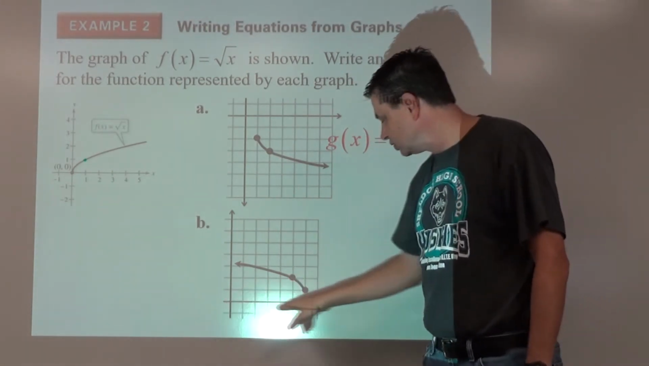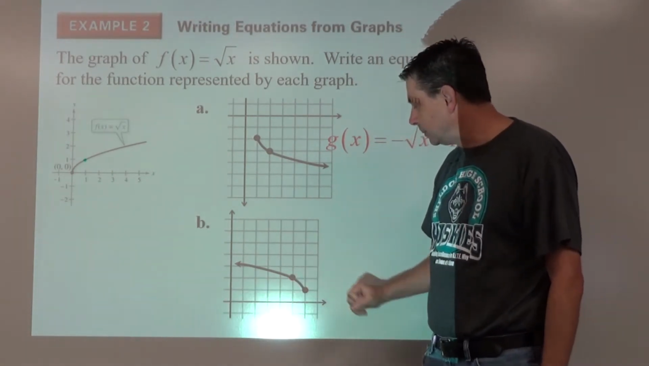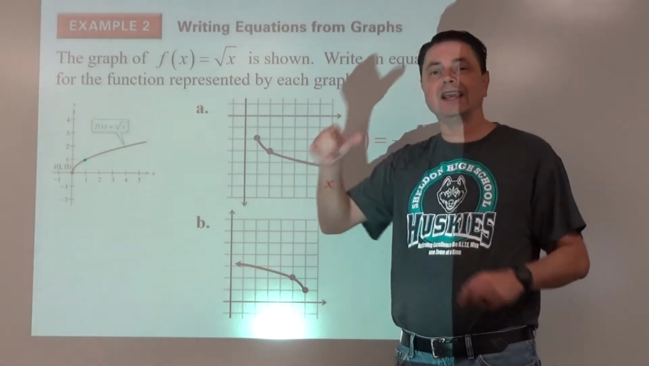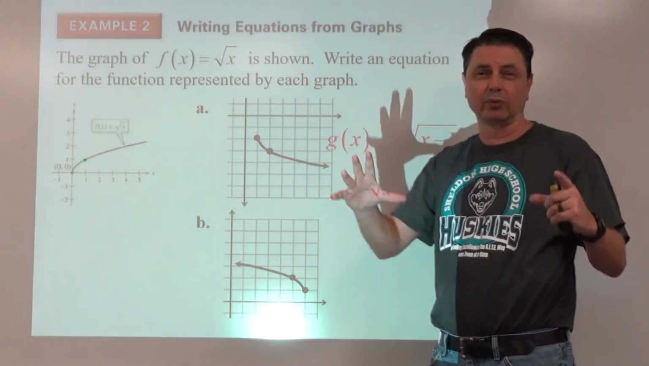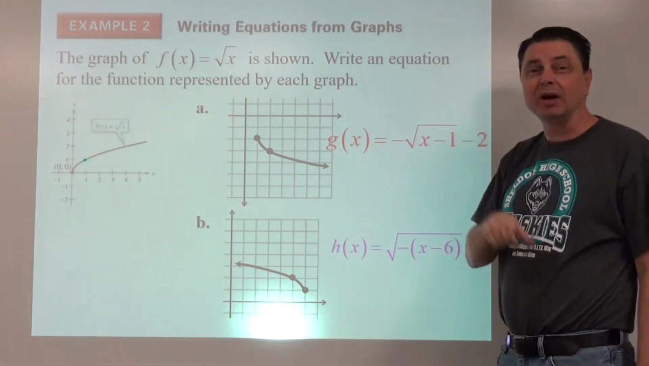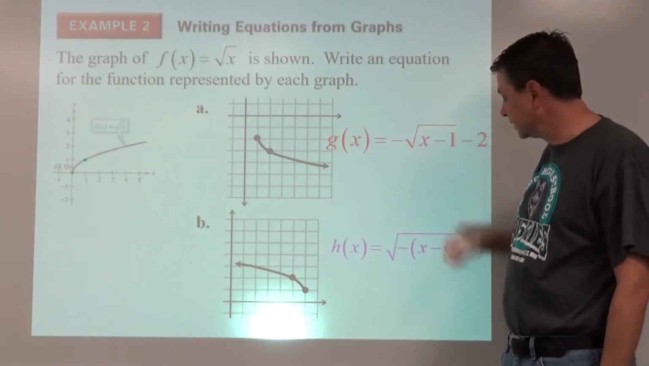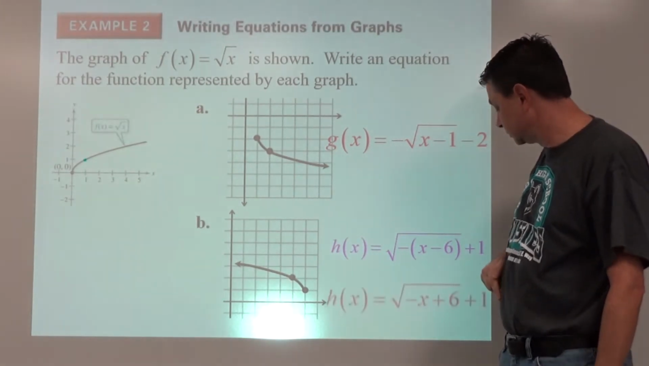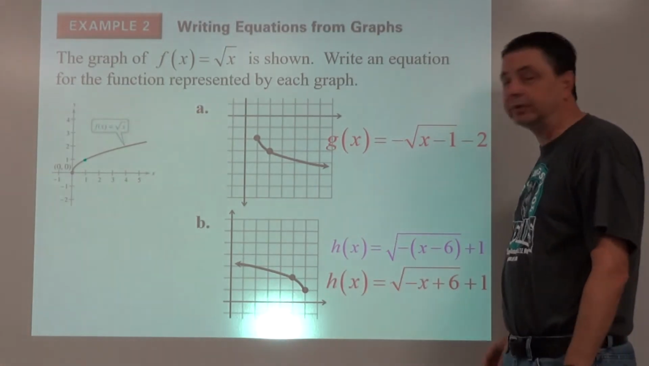And then we've shifted to the right and up. When we shift to the right, it's negative, and then that part has to be in parentheses. And now we probably want to remove those parentheses by distributing and having it look something like this.